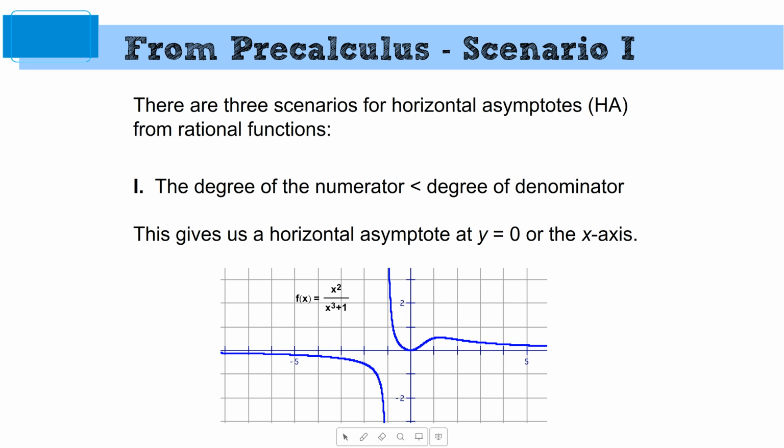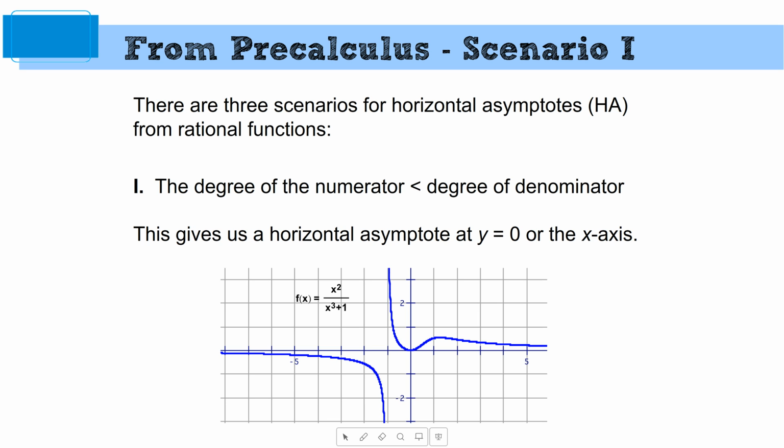So, method number 1, or I if you prefer. If the degree of the numerator is less than the degree of the denominator, then the horizontal asymptote is the x-axis. So I'm assuming a lot. I'll check with you. Do you understand what I mean by the degree?